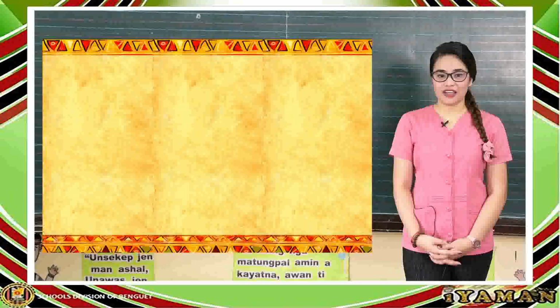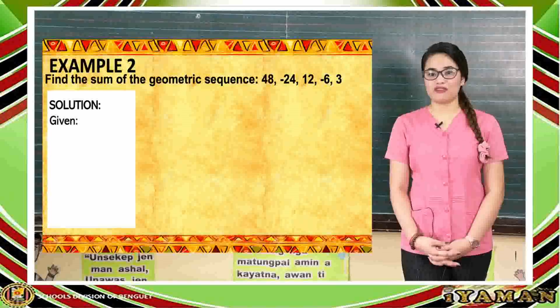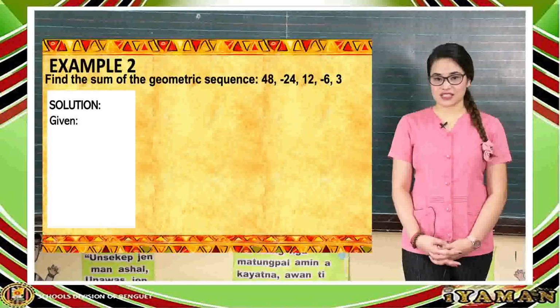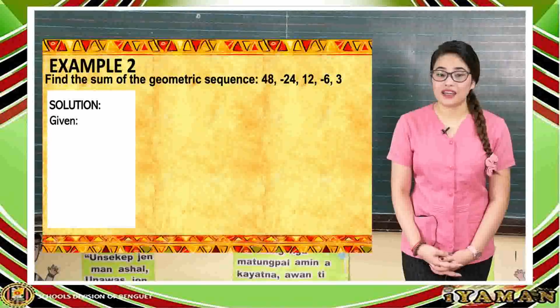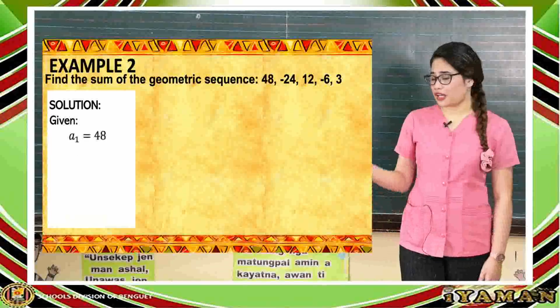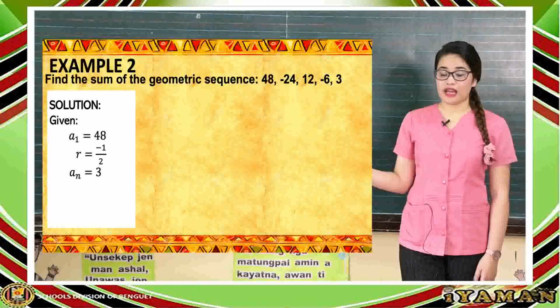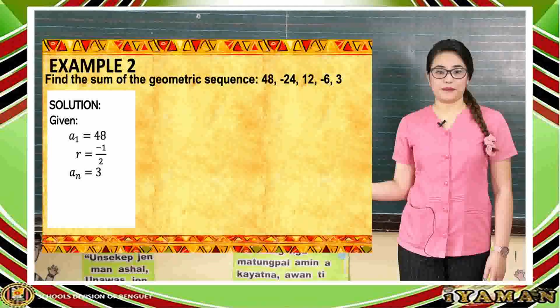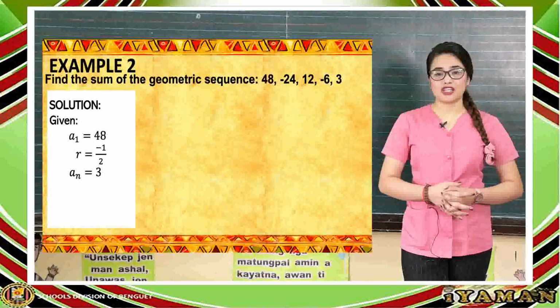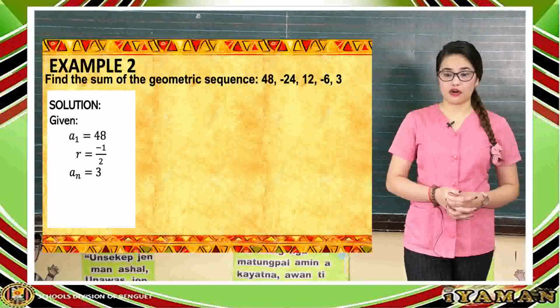Second example, find the sum of the geometric sequence 48, -24, 12, -6, and 3. Again, let's determine the given first. The first term is 48, the common ratio is -1/2, and the last term is 3. What formula should we use? We can use the second formula.